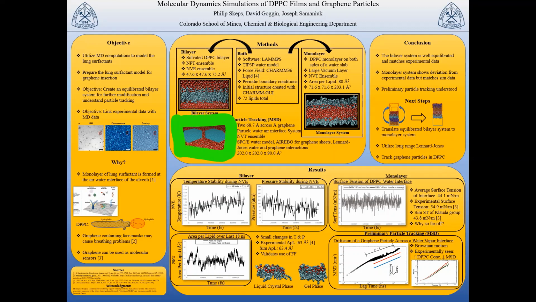The particle tracking system consisted of two 68.7 angstrom diameter graphene particles at a water-air interface. Only one particle was tracked during the simulation. An NVT ensemble thermostated to 298 Kelvin was run for 50 nanoseconds. This system utilized SPC/E water, the AIREBO force field for graphene particles, and Lennard-Jones for water and graphene interactions, as per the suggestions of Andy Bay, the previous student who worked on the project.